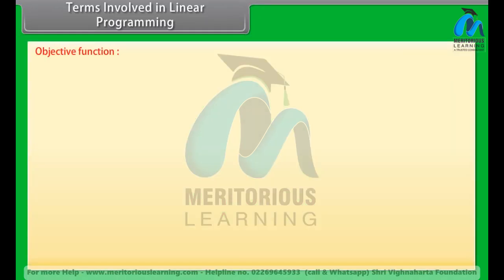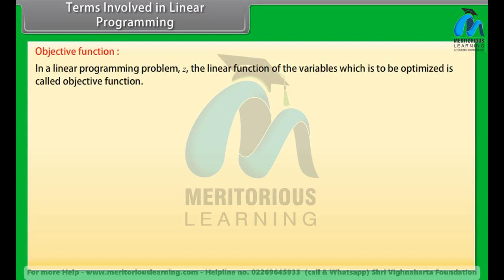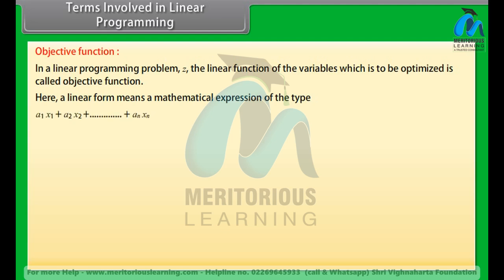Objective function. In a linear programming problem, Z, the linear function of the variables which is to be optimized, is called objective function. Here, a linear form means a mathematical expression of the type a1 x1 plus a2 x2 plus and so on till plus an xn, where a1, a2 and so on till an are constants and x1, x2 and so on till xn are variables.